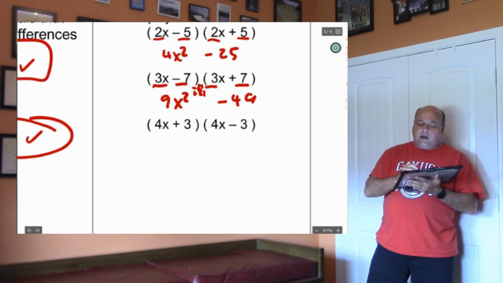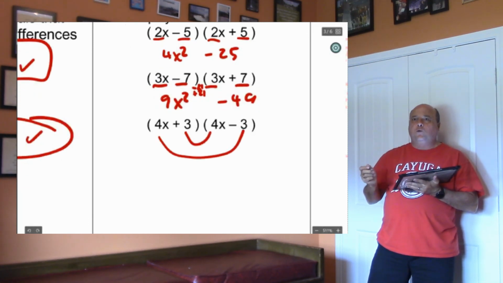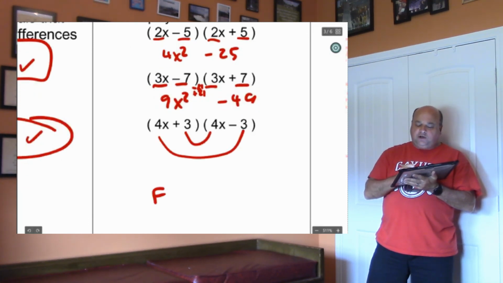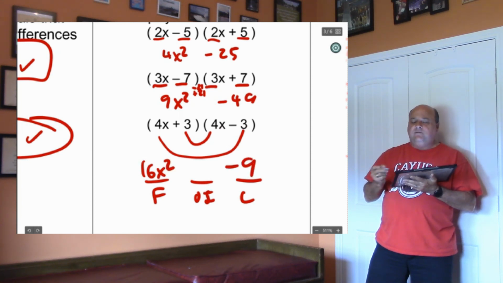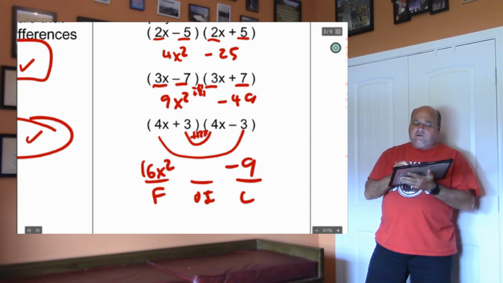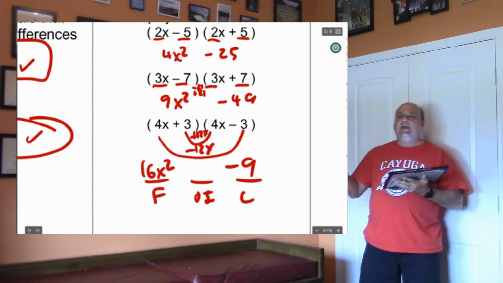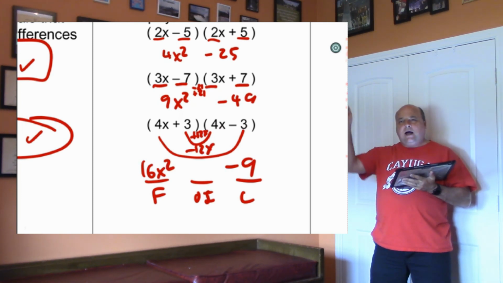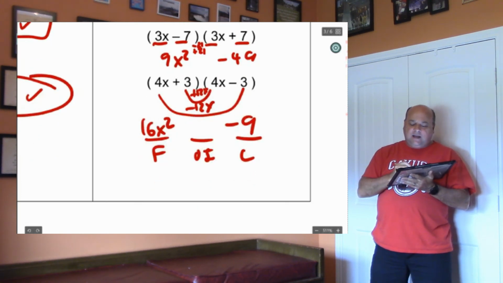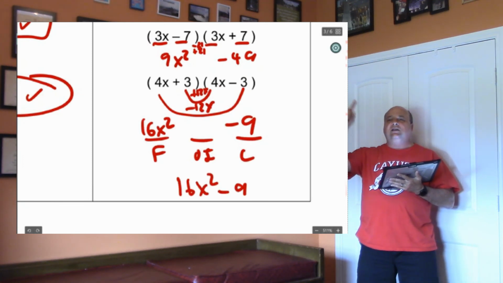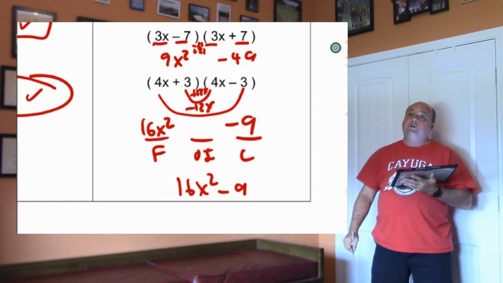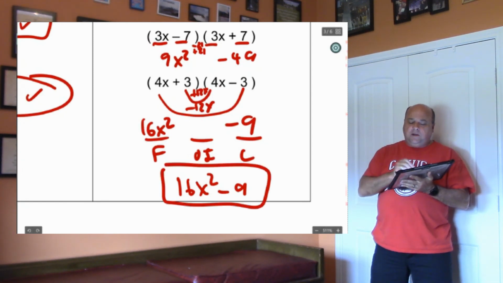Let's do the last one. I'll show you how the arches work since there's more room. Let's do the first, the outside, inside, and last. 4x times 4x is 16x squared. 3 times negative 3 is negative 9. Then look at what happens to your arches. They eliminate, don't they? That's why I didn't show it on the top two. The answer is just going to be 16x squared minus 9. Notice the 16 and 9 are perfect squares, aren't they? This right here would be the answer.